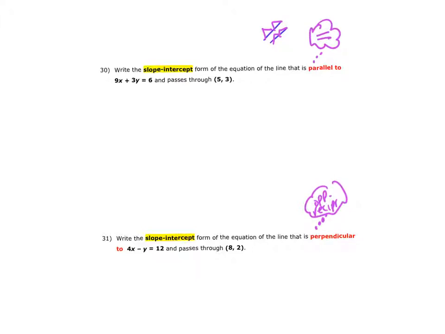So if we're working with the parallel ones, they want an equation in y equals mx plus b that is parallel to this line and goes through this point. So the only thing I need from him is his slope. Because if I know what the slope of that line is, then I know what the slope of the new parallel line is. And if you remember to transform that into y equals mx plus b, I would subtract 9x. You get 3y equals negative 9x plus 6. Divide everything by 3.